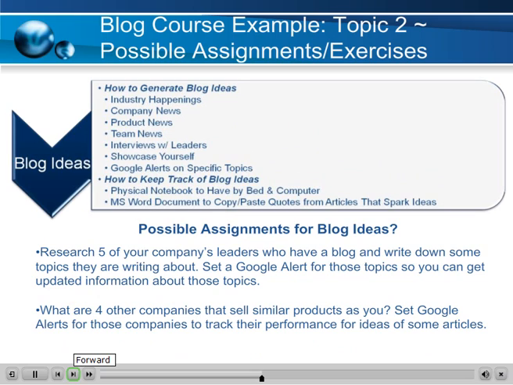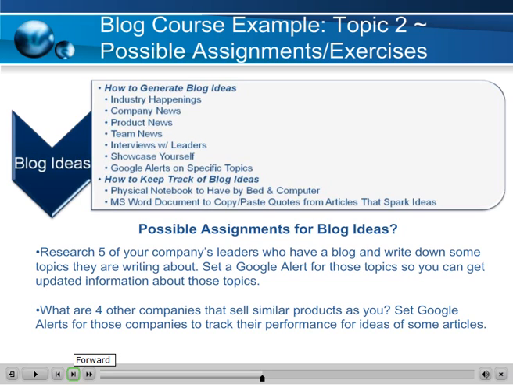Okay, here's our topic 2, and that is blog ideas. And we had said how to generate blog ideas was a subtopic, and we said industry happenings, company news, product news, team news, interviews with leaders, showcase yourself, Google Alerts, and specific topics. Then we also said another subtopic would be how to keep track of your blog ideas, which was a physical notebook to have by your bed and computer, and an MS Word document to copy-paste quotes and articles that spark ideas.